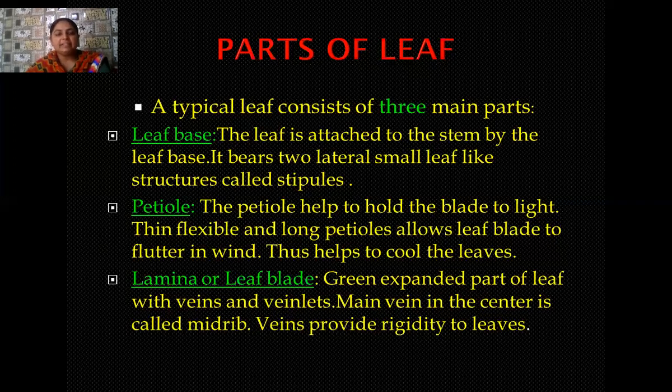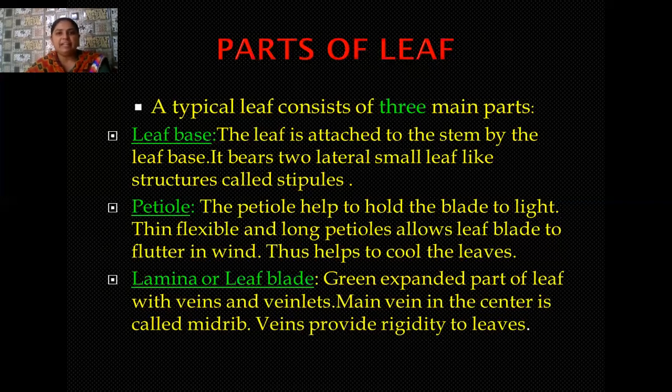And at this leaf base, two lateral small leaf-like structures are present. And these small leaf-like structures are known as the stipules. So next to the leaf base, we have petiole. What is petiole? The petiole helps to hold the leaf blade to light.